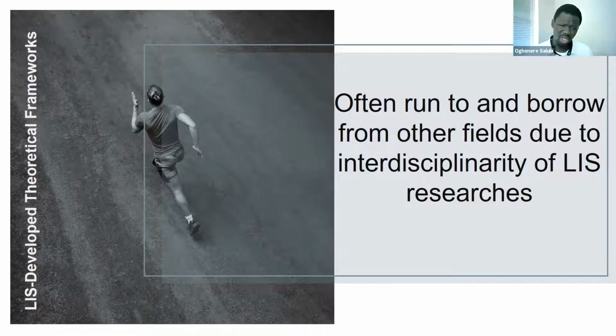For example, if I'm using the antecedent-transaction-outcome theory, I could use it to evaluate an LIS curriculum, but that's not primarily out of LIS. Another is the technology acceptance model, which is from information systems. That's a very common theory which we also make use of in LIS. Or maybe the theory of reasoned action, which comes from psychology. Why do users choose one information source over another, and why do they consult or make use of one source rather than the other?